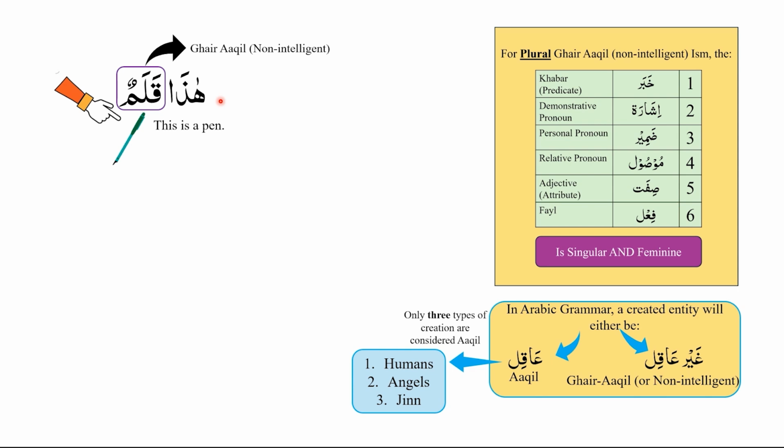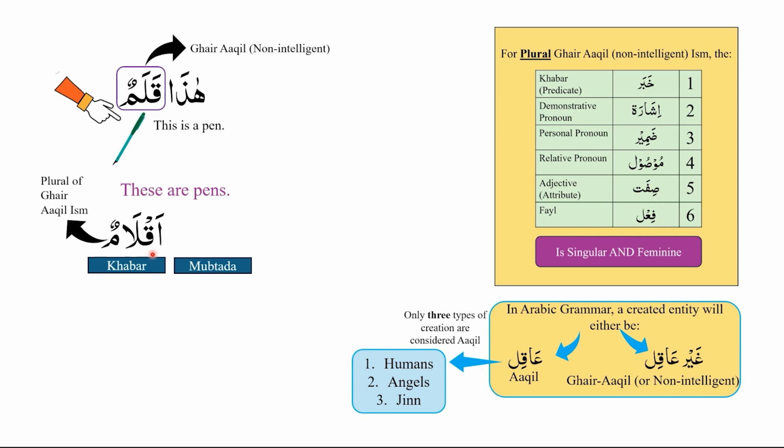What if we want to go from the singular to the plural and say these are pens? For these are pens, the jumla ismiya will be constructed as follows. The khabar will be aqlamun, and the mubtada we still have to identify. Aqlamun is the plural of a ghair aqil ism. Aqlamun is the plural of a non-intelligent ism.